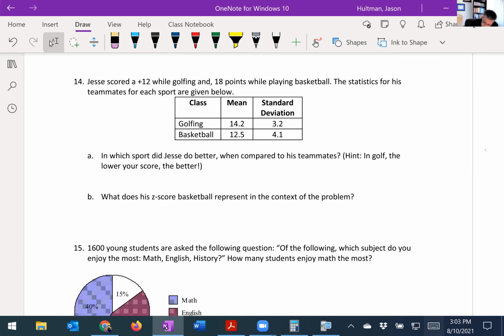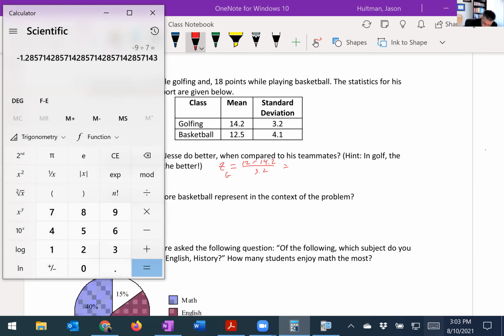Okay, so let's calculate the z-scores here. The z-score for golf is going to be Jesse's score, which is 12, so this is going to be 12 minus 14.2, which is the mean, all over the standard deviation, which is 3.2. So that's the z-score for golf. So let's get that.